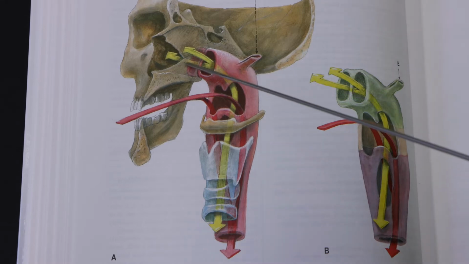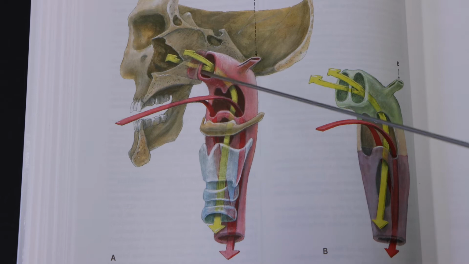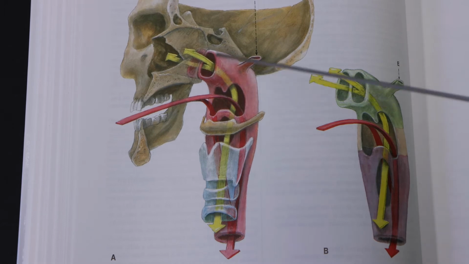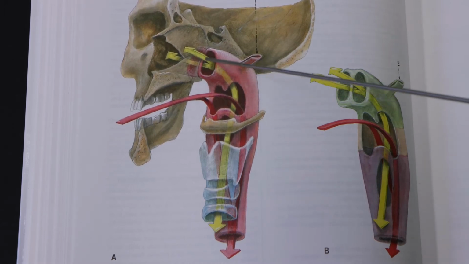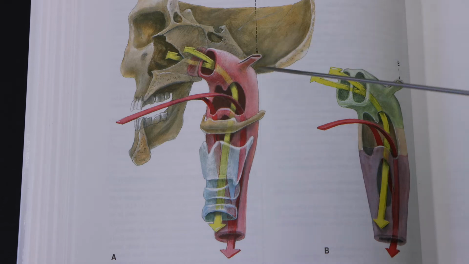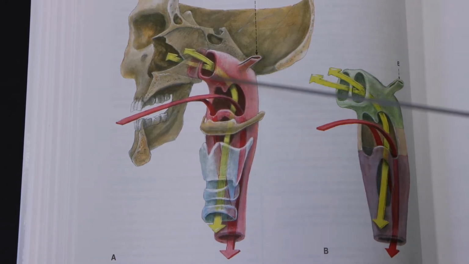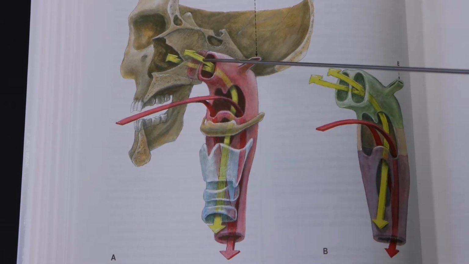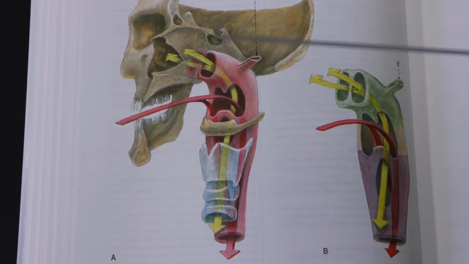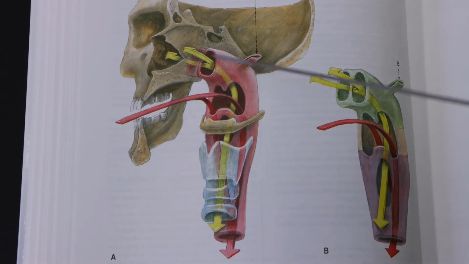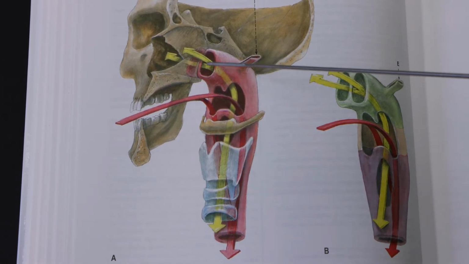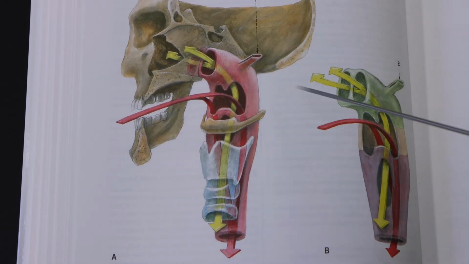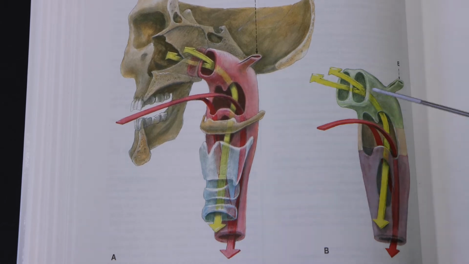The nasopharynx is communicating with the nasal cavity through this opening, which is called choanae. It's the opening through which the nasal cavity communicates with the nasopharynx, and it's divided into left and right by the nasal septum, mainly the vomer. So the communication of the nasopharynx to the nasal cavity is this opening, which is called choanae.